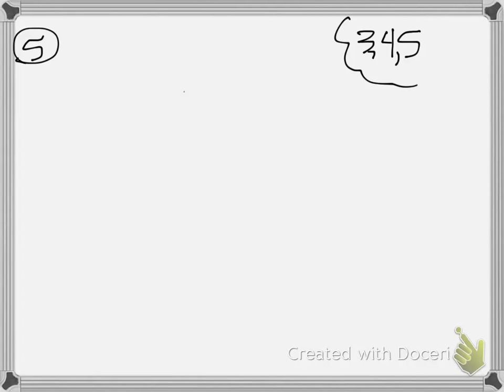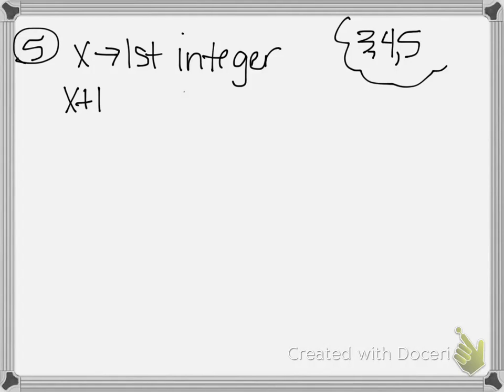So I'm going to let x be my first number. I'll just say first integer. Not x plus 2, because if we're taking this as an example, consecutive, how do you get from 3 to 4? That is taking the first number and adding 1 to it. And so that's going to get us the second integer.